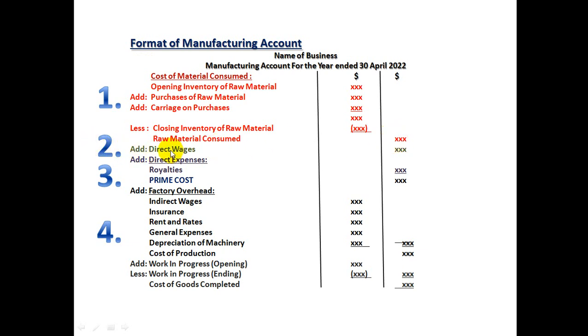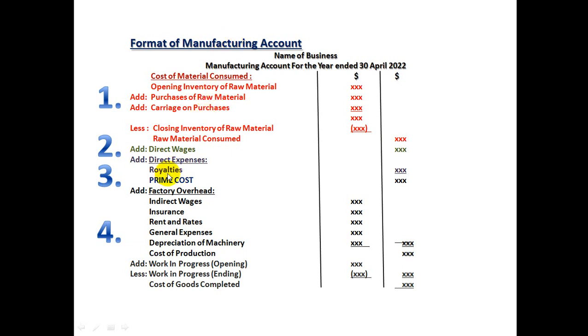Then comes the second main part. Second main part is about direct wages, which is also known as direct labor. It will be added to the raw material consumed. Third main part is about direct expenses. If there is any direct packaging or any other direct expense given to you, it will be added in these two. Mainly, royalties is the direct expense given to us in such questions.